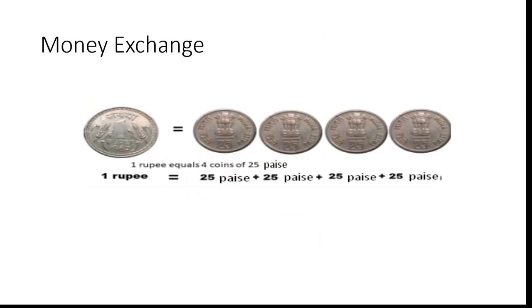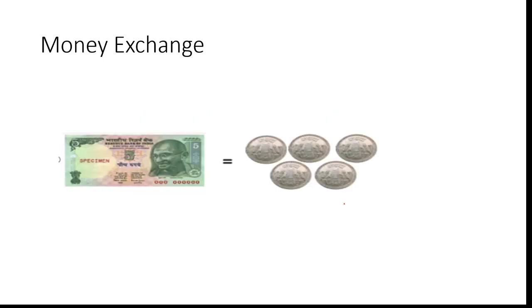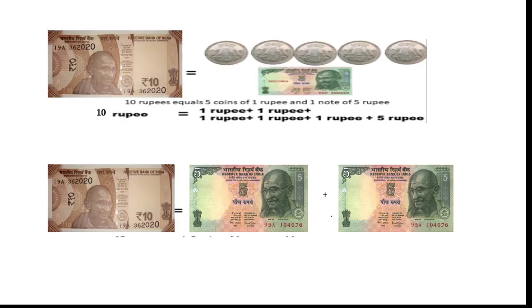So here children, if you want to pay 1 rupee to someone, you can also pay 4 coins of 25 paise. And if you want to pay 5 rupee to someone, you can also pay 5 coins of rupee 1. Now here we have 10 rupees. So children, if you want to pay 10 rupee to someone, you can also pay 5 coins of 1 rupee and 1 5 rupee note. And here you can see you can also pay 2 notes of 5 rupees.